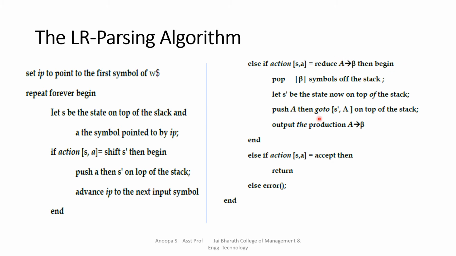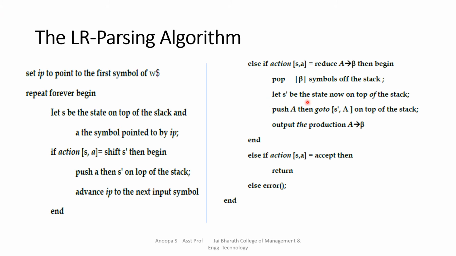Then we have to push A, that is the LHS of this production. Then again consult the parsing table with goto of S', A, that is the current state on top of the stack and the LHS of the production, and we have to output the production A giving beta.